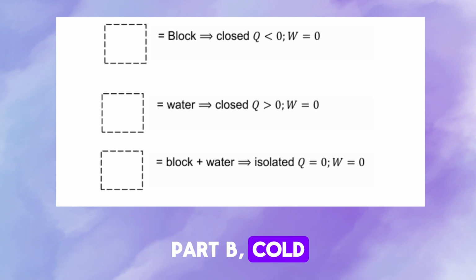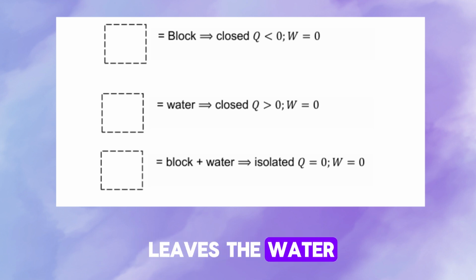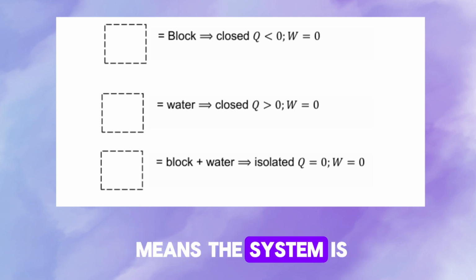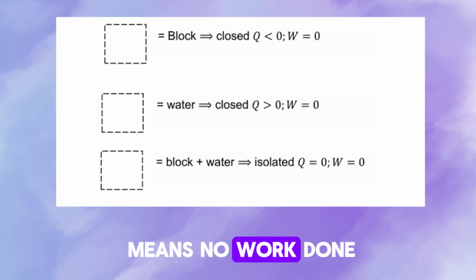Part B. Cold water only. Now let's look at the water. Just like the block, no mass enters or leaves the water, so it's also a closed system. This system type is closed. Q greater than zero, which means the system is gaining heat. W equals zero, which means no work done.